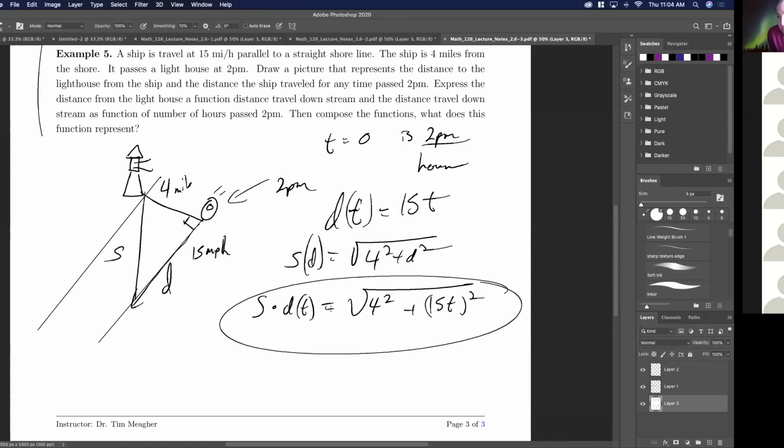So this gives us the formula, which allows us to say that at any time past 2 p.m., I can tell exactly my distance from the lighthouse. And how did I do that? I split it into smaller pieces. If I knew this distance, could I tell what this distance is? Yeah, here's a function for this. And if I knew what this distance is, could I tell what this distance is? Yeah, here's a function for that. And then I just put the two together. So that's the point of composition of functions.